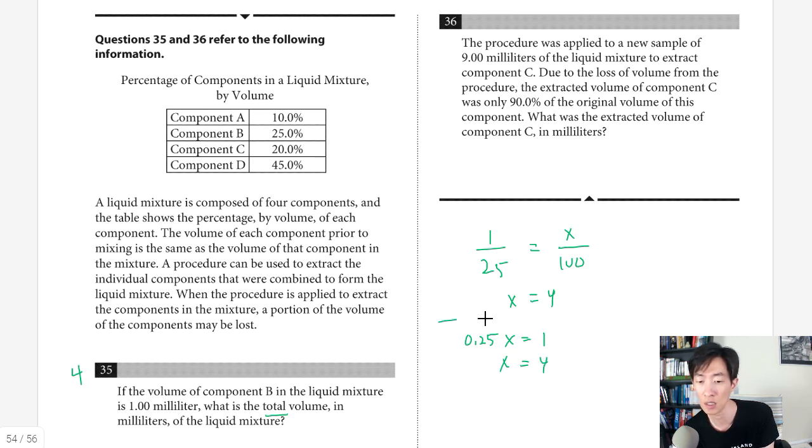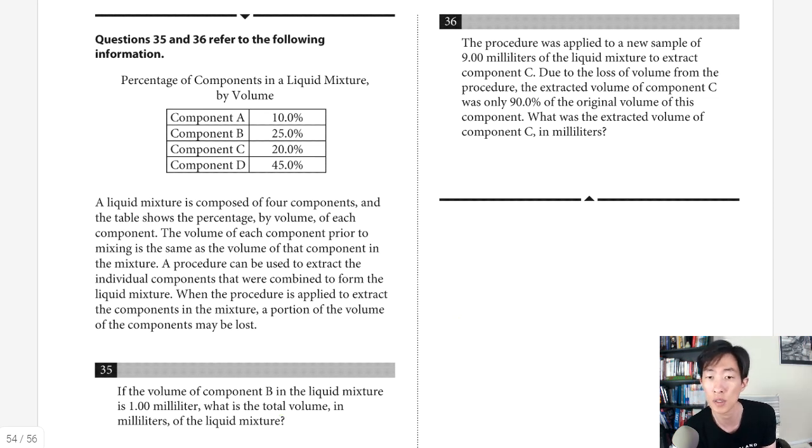Same idea, doesn't really matter, whatever is easier for you, use that method. Question 36 says the procedure was applied to a new sample of 9 milliliters of liquid mixture to extract component C. Due to the loss of volume from the procedure, the extracted volume of component C was only 90% of the original volume of this component. What was the extracted volume of component C?